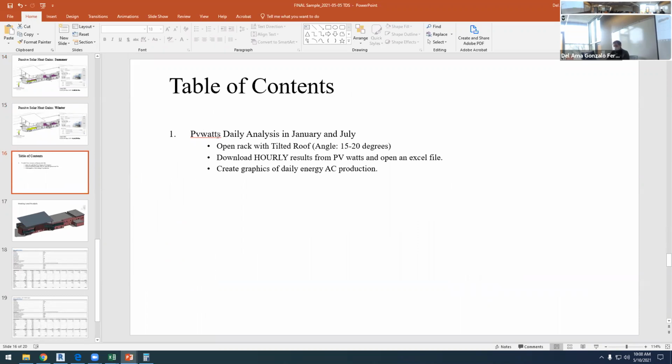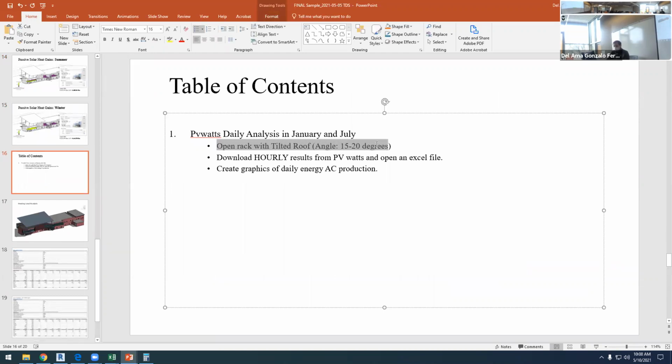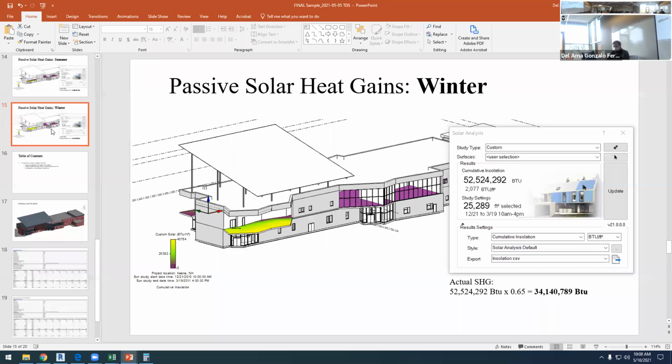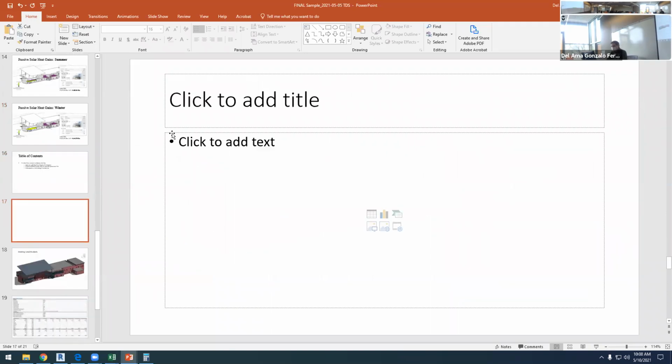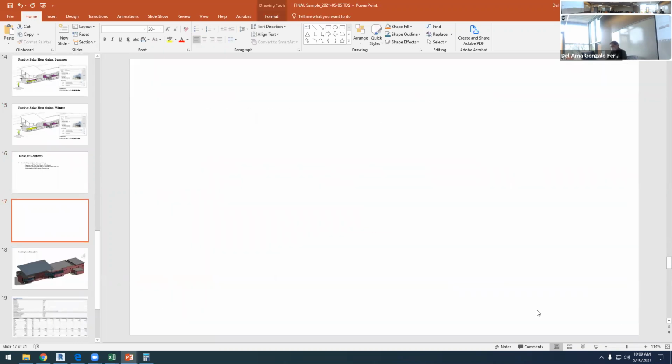Then we have to do this. Okay, so we have to work with PV watts, daily analysis in January and July. You have to do this OpenRGB analysis because this is Revit. Okay, all these analyses are made with Revit. And now here you have to start working or copying the PV watts analysis.